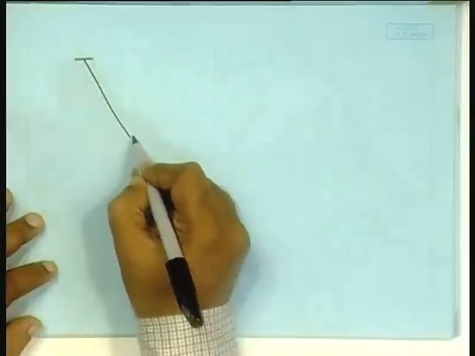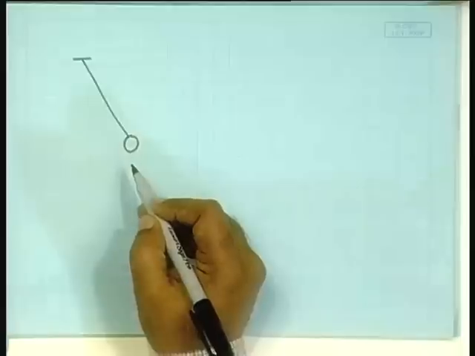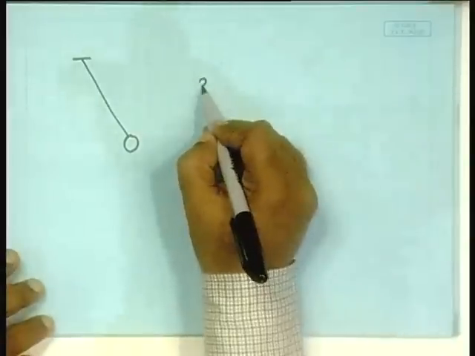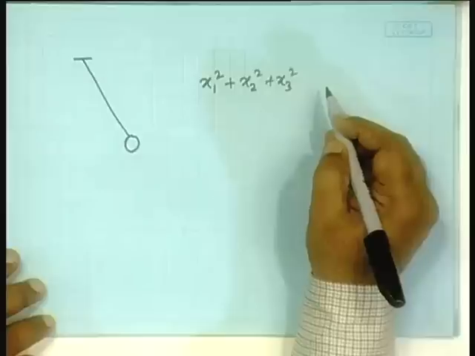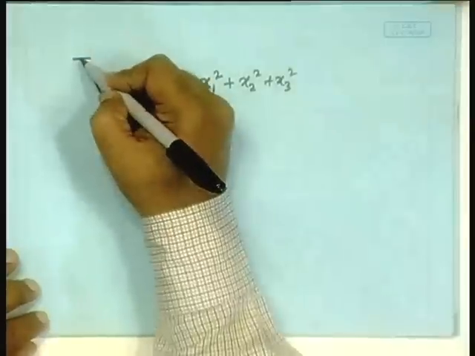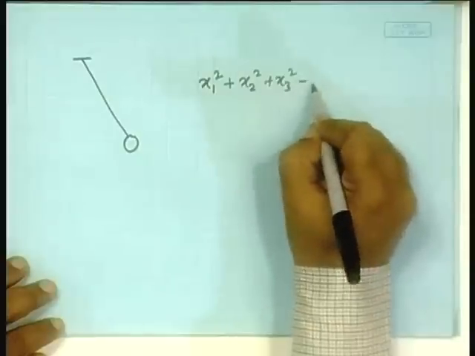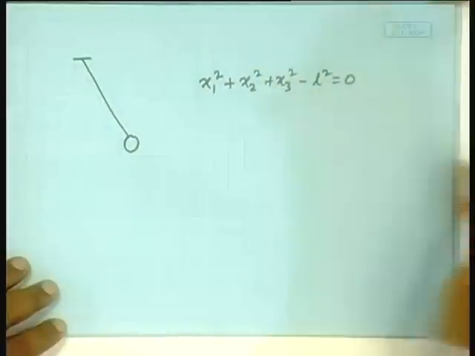First, in case of the simple pendulum, if you express in terms of x, y, z, what is the holonomic constraint equation? It is constrained to lie on the sphere. How is it expressed? It will be x1 square plus x2 square plus x3 square is equal to L square, assuming this to be the origin. It will be trivial to move the origin to this point, because that will be the simple first step that anybody would do. So, this minus L square is equal to 0. I am expressing it as some function of x equal to 0 in this form.